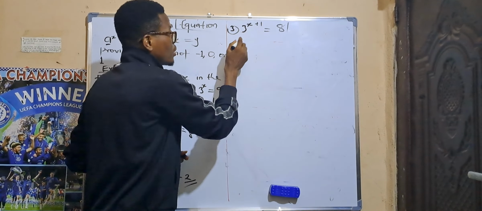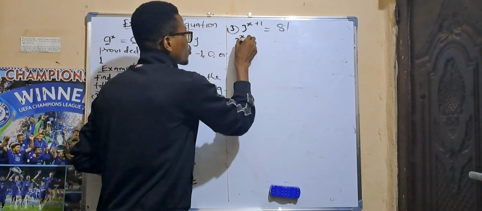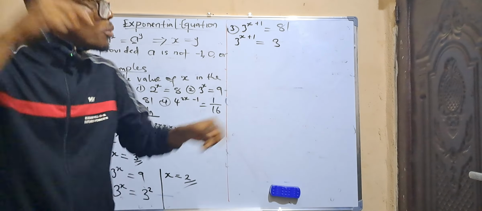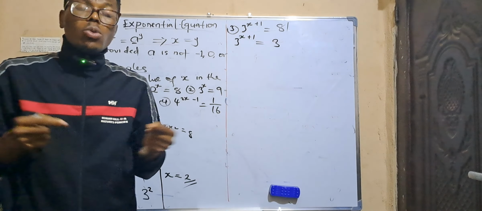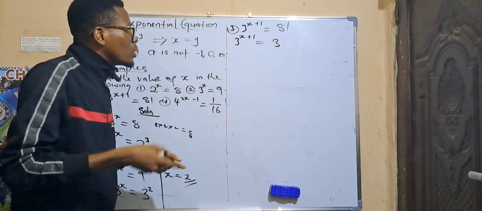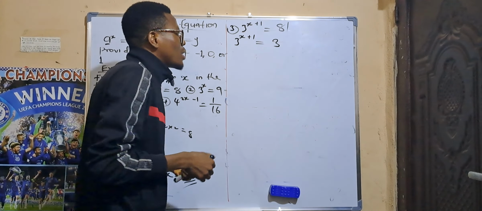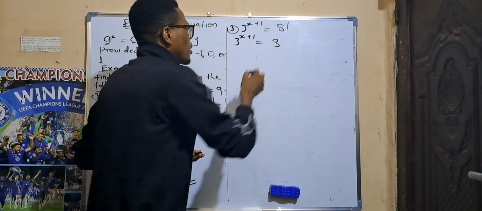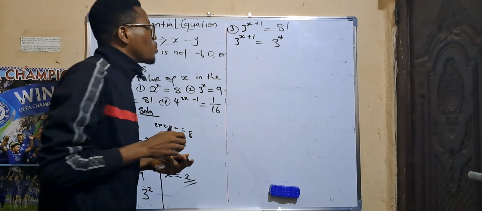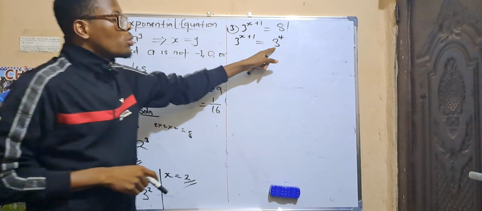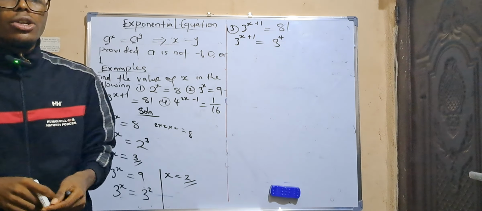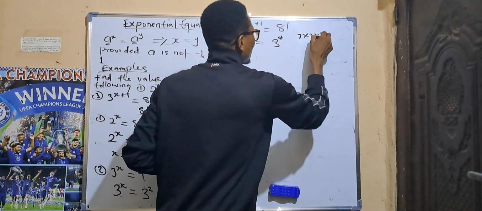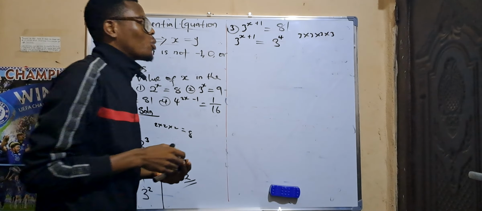So here, let me rewrite this. I have 3 raised to the power of x plus 1 equal to 3 raised to the power of what? What number am I going to put on top of this 3 that will make it equal to 81? So let's do it. We'll begin to multiply. If we multiply 3 times 3, we have 9. So if we put 3 raised to the power of 4, what we'll have will be 81. So our 81 is the same thing as 3 in 4 places. It's equivalent to 81.